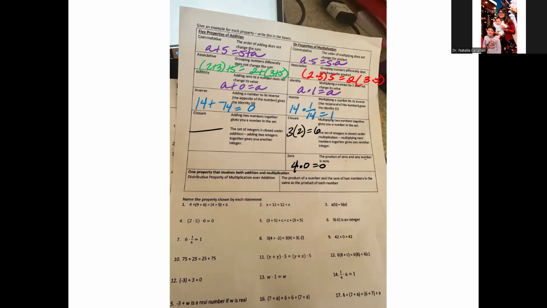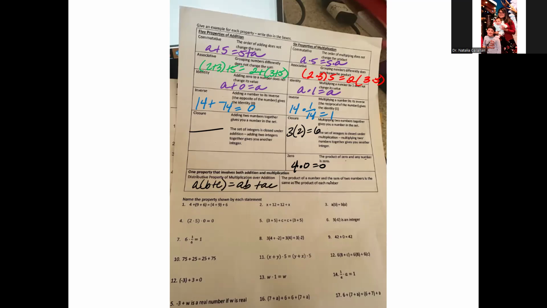Number one, what do you have? One property that involves both addition and multiplication, distributive. Oh, okay. So this one, you could just do -4 times. I did A(B + C) is equal to AB plus AC. Good, okay.